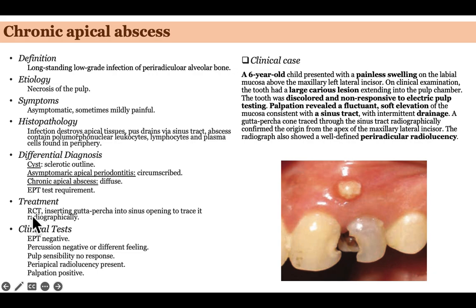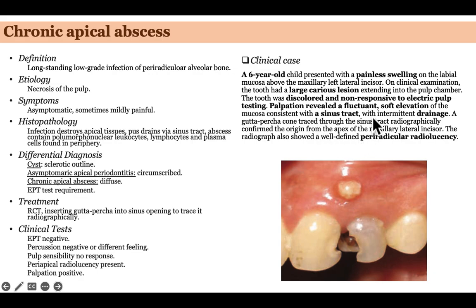Treatment: RCT and inserting gutta percha into the sinus tract to trace it radiographically and find the source of the infection. Clinical test: EPT negative, percussion negative or a different feeling, pulp sensibility no response, periapical radiolucency present, and palpation is positive.